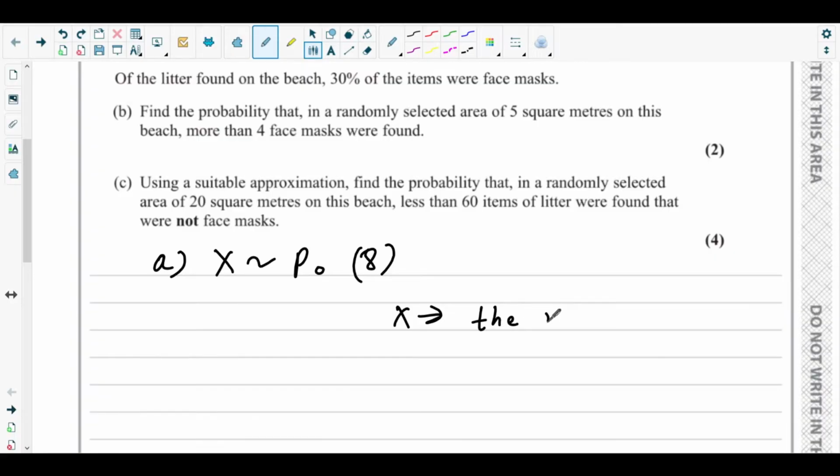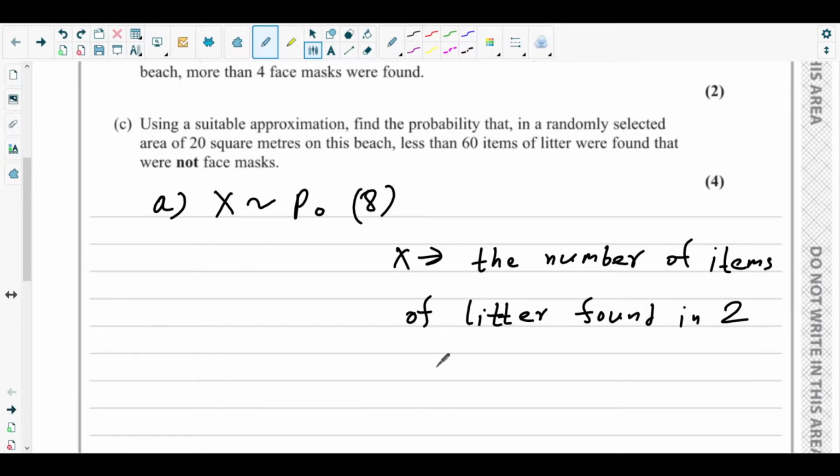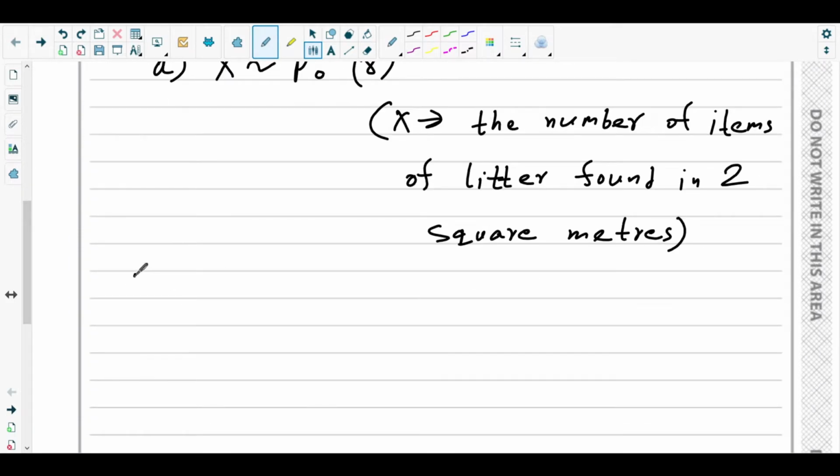X is the number of items of litter found in 2 square meters. Now we need to find the probability. They wanted exactly 5, so X equals 5.